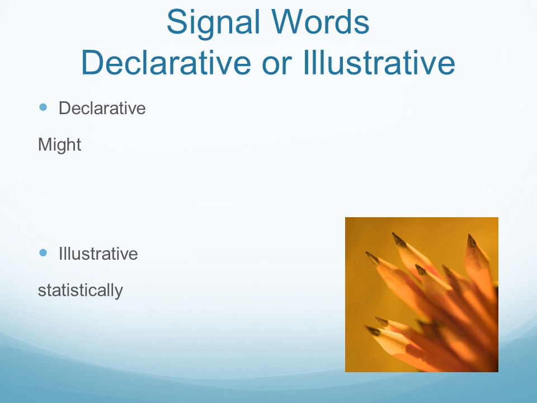So if you want to go ahead, and I'll give you a little bit of time, or you can pause this and think of a couple other words for declarative that you might find as signal words, or illustrative that you might find as signal words. They can be words, they can be phrases, and then you can go ahead and pause this, and then when we go on, I'll give you a couple more examples so that you can use those.